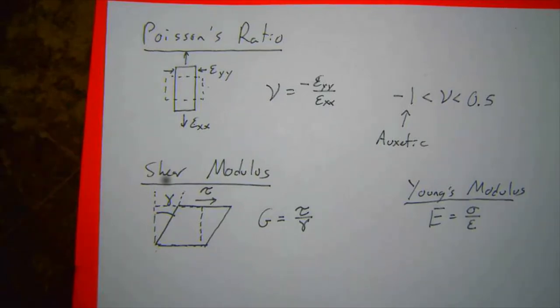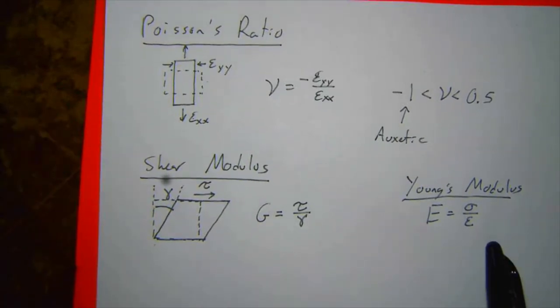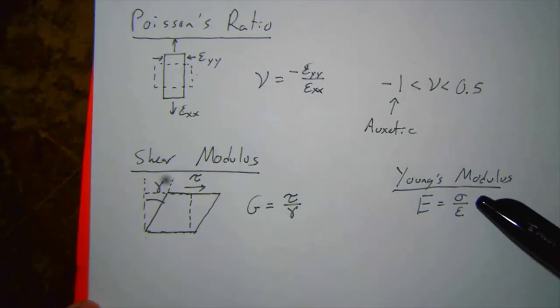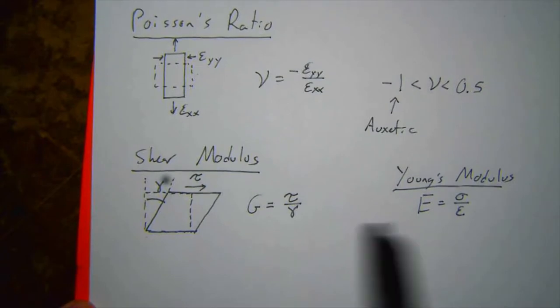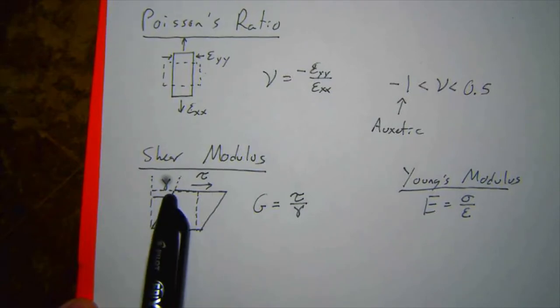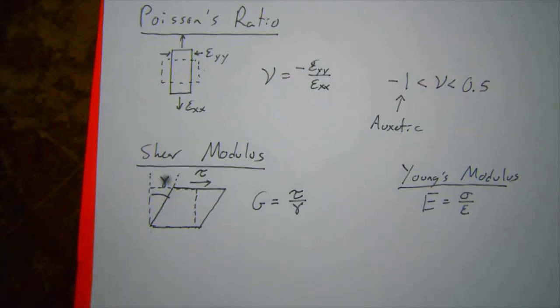So what that looks like, if we draw this out, I realized I didn't actually write down Young's modulus. Young's modulus is the ratio between the stress and strain in a uniaxial tension test. Shear modulus now is if I apply a shear stress tau to my material, I get some shear strain gamma, and my shear modulus G is the ratio between those two.